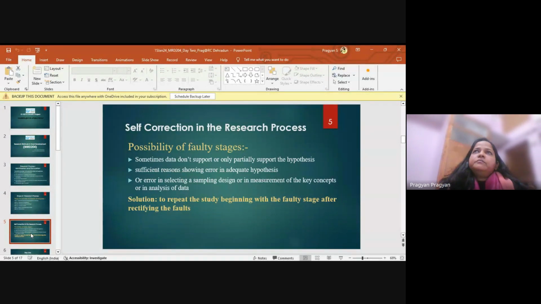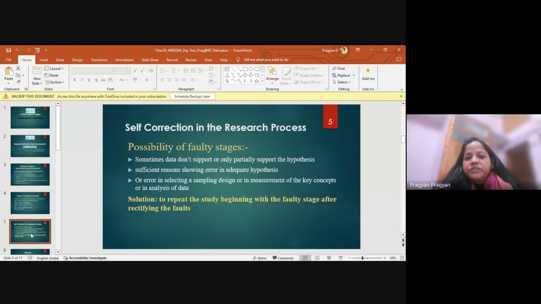Then we have to understand that again and again, social research is only about scientific knowledge. And what is scientific knowledge? Free from errors, free from bias, free from prejudices as much as possible. So the things that we were actually discussing a few moments back belong to the possibility of faulty stages. Sometimes data don't support or only partially support the hypothesis. I have told you how and why it is important to address this problem.